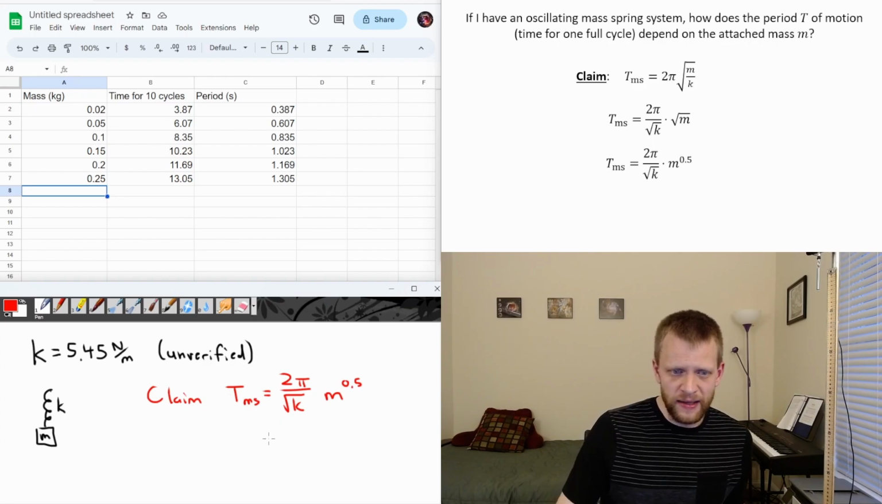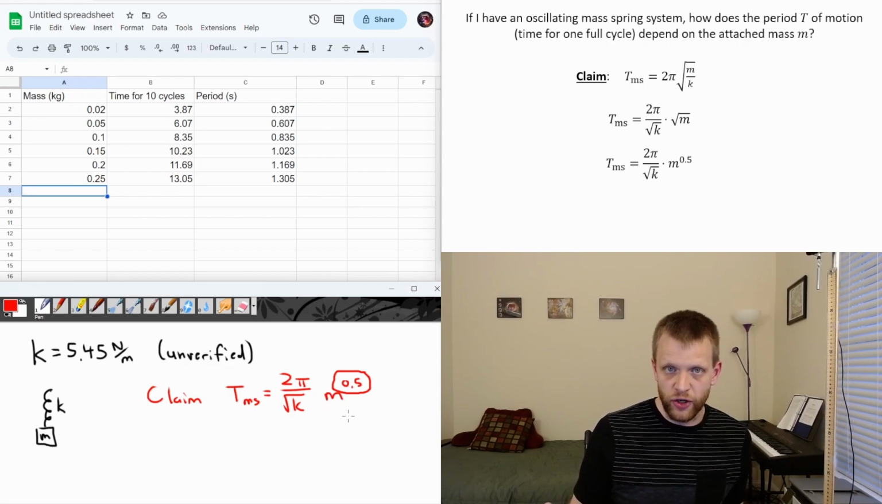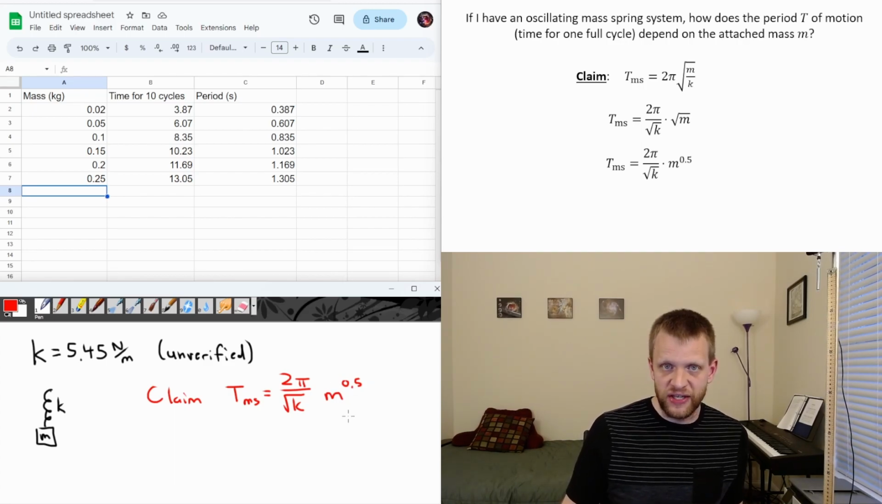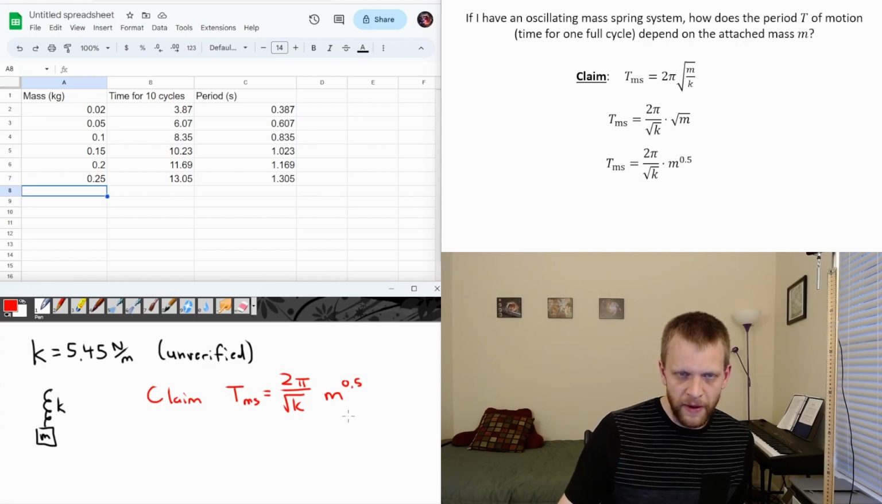Well, it's not going to be a linear pattern because we wouldn't get this exponent of 0.5 in that mass term if this were a linear pattern. It's not a quadratic because then it would be to the power of 2. There'd be a square term in there. But maybe this is a power fit.